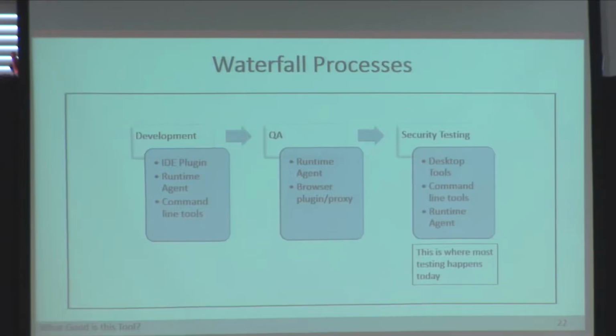So if you're using waterfall processes, I get the feeling that most people here are not, right? There's a lot of DevOps talks and everyone seems to be involved in that, so I'm guessing more people are agile. But if you're using waterfall processes, you could stick tools still in development. You could stick them in QA. Most people are just using them at security testing. You're using them as gates to elevate your applications into production, right?